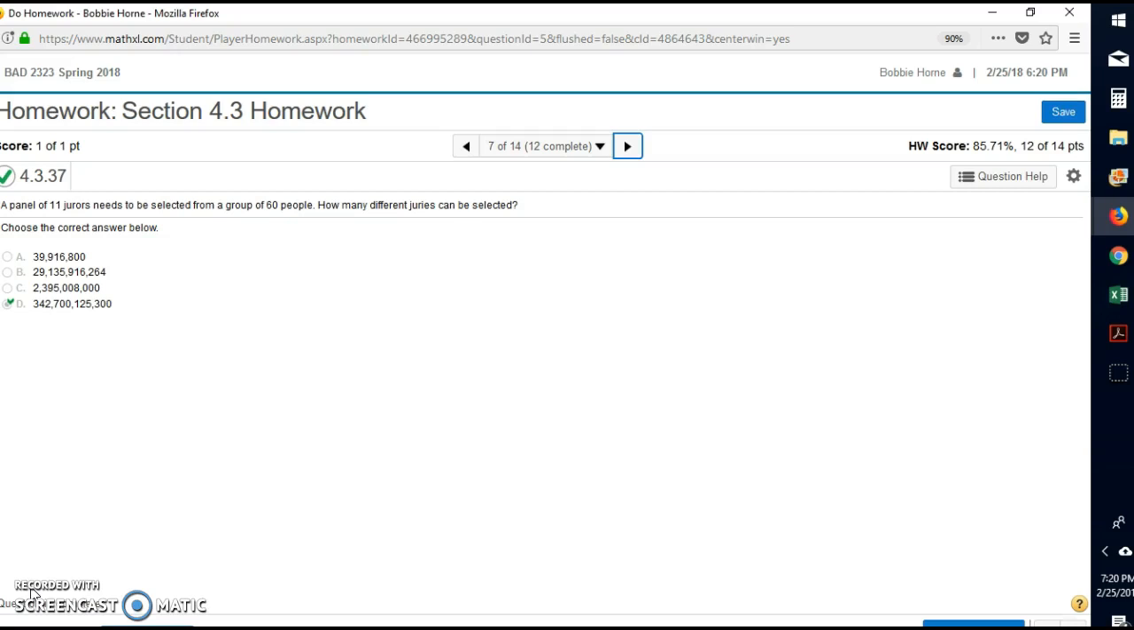For the next one, we have a panel of 11 jurors needs to be selected from a group of 60 people. How many different juries can be selected? Now, when you're trying to select a group, the order doesn't matter. Think about it. When you're selecting your starting players, it does not matter whose name's announced first. It's those particular starters. So here the order doesn't matter, so we will use a combination.